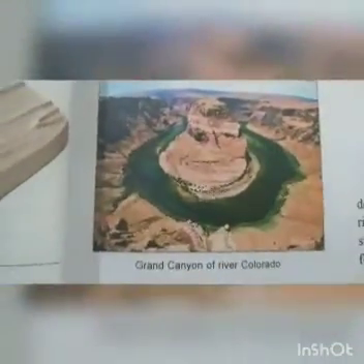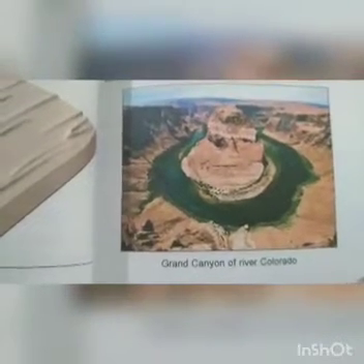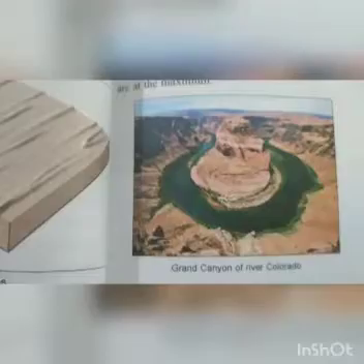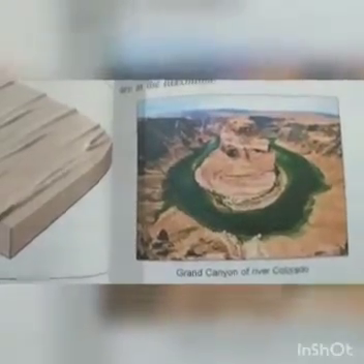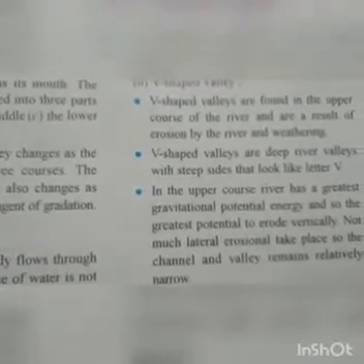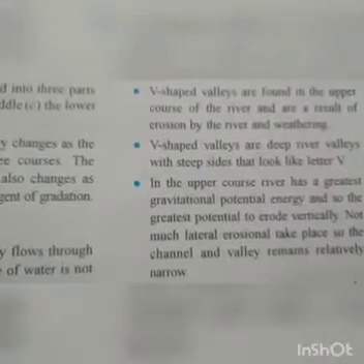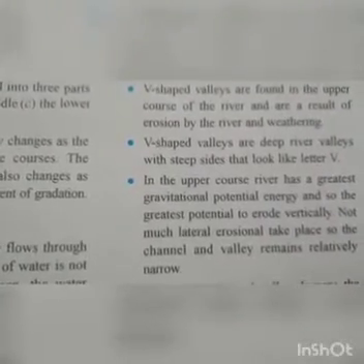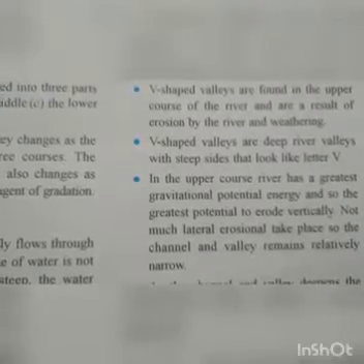So you can see the feature of this Great Canyon, which is the typical landform, I-shaped valley, we can say. So this gorge, this Great Canyon, is developed due to the upper course of the river. Now V-shaped valley. V-shaped valleys are found in the upper course of river and are the result of erosion by the river and weathering. V-shaped valleys are deep river valleys with steep sides that look like V. That is why it is known as V-shaped valleys.